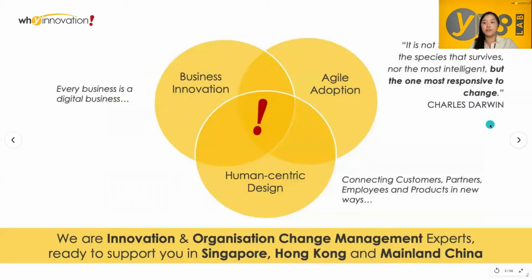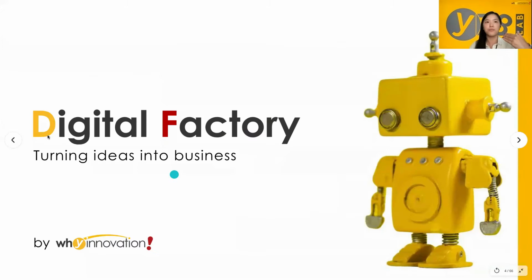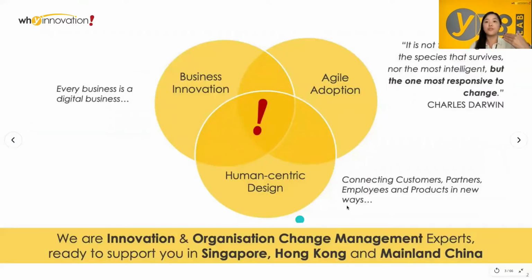So just a bit of introduction. My name is Ellen. I'm a UX designer with Y Innovation. So Y Innovation, we are a digital consultancy, innovation and organization change experts management with 3 offices in Asia, in Singapore, Hong Kong, and mainland China. So our expertise is based on 3 pillars. So we have business innovation, agile adoption, and human-centric design. But today in our topic, we will be focusing a little bit more about human-centric design over here, since we are talking about user testing.